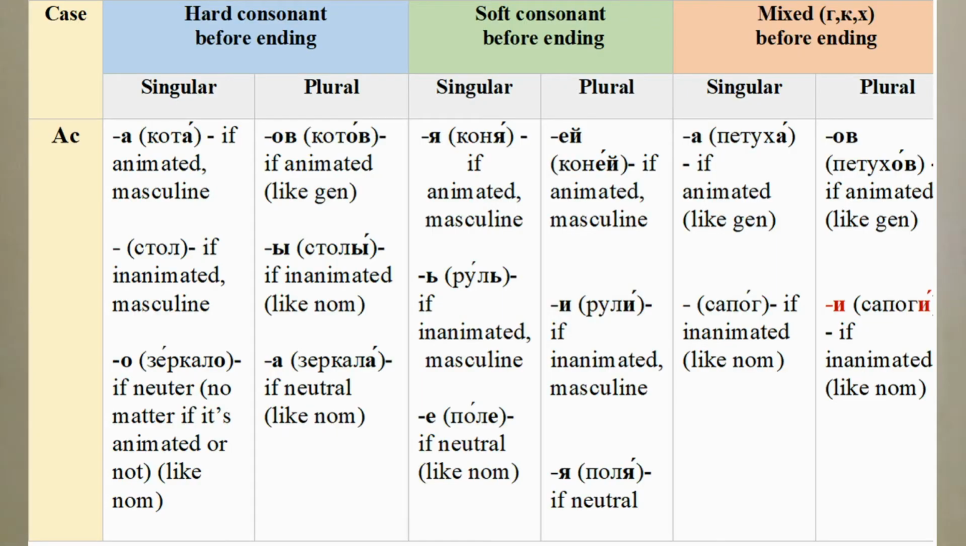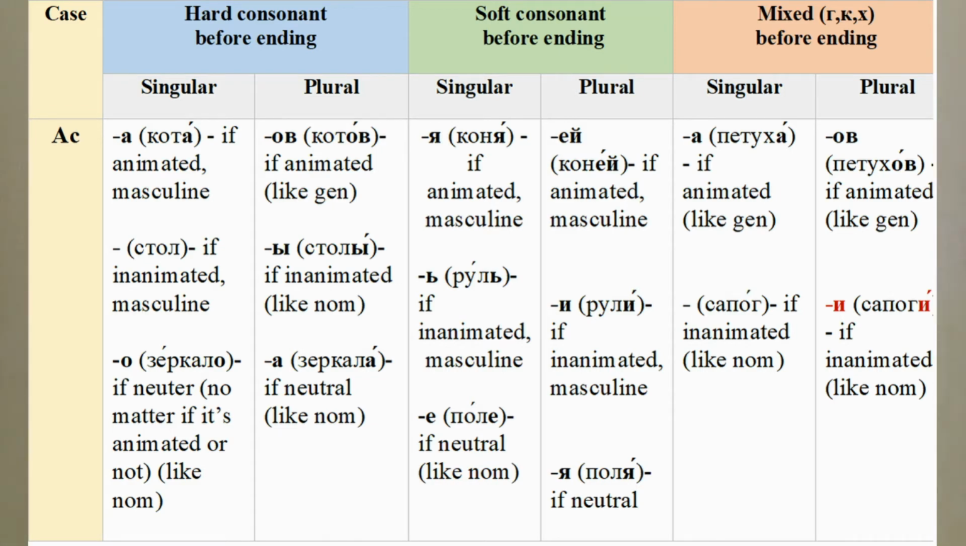So, ending of, if animate, it is like genitive. And as it is like genitive, that's why for the soft version, it will be ending ей. For example, коней. For inanimate, it will be endings like for the nominative. And it will be ending ы or и. And for the neuter words, it will be ending а. No, it will be the same ending like it is for the nominative form, right?